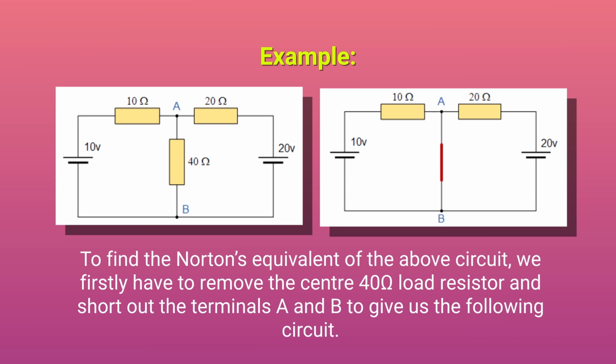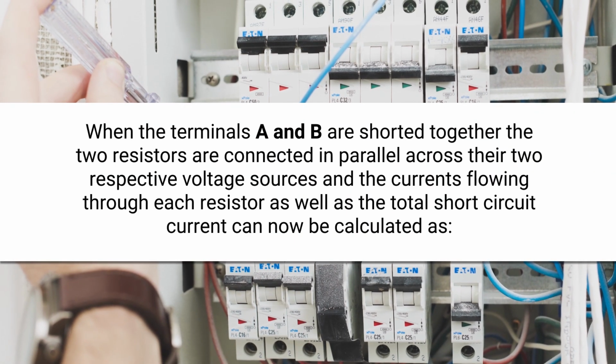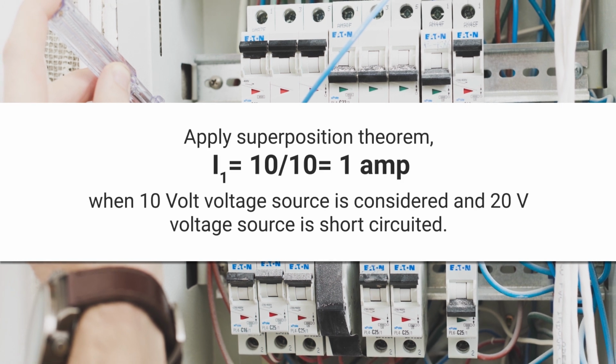So in the superposition theorem, what do you do? You have to consider one source at a time, and the remaining sources are replaced by their internal resistance. So first of all, you consider one source, that is the 10 volt source, and you replace this 20 volt source by its internal resistance. So how will this circuit be converted? Here you can see it will be short circuited. So whatever current flows through this 10 volt source, this current will be divided in this branch and this branch. With terminals A and B shorted together, two resistors are connected in parallel across their two respective voltage sources, and the current flowing through each resistor as well as the total short circuit current can be calculated by applying the superposition theorem.